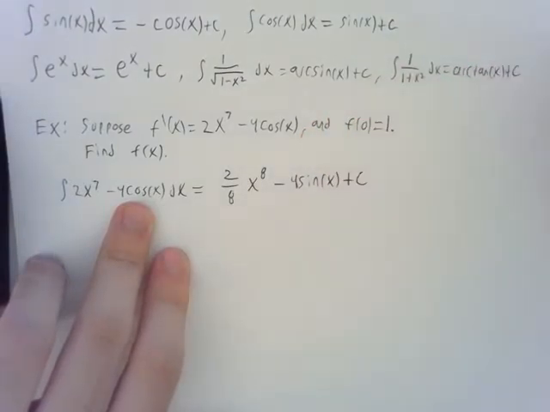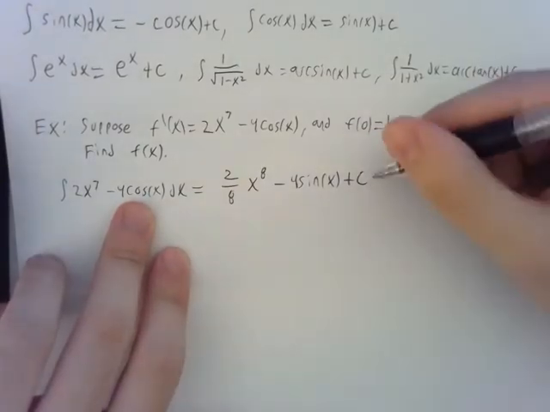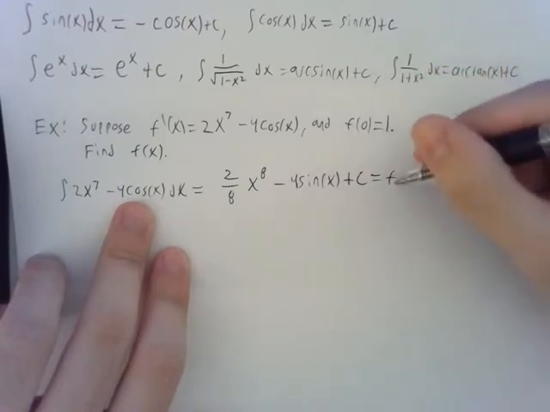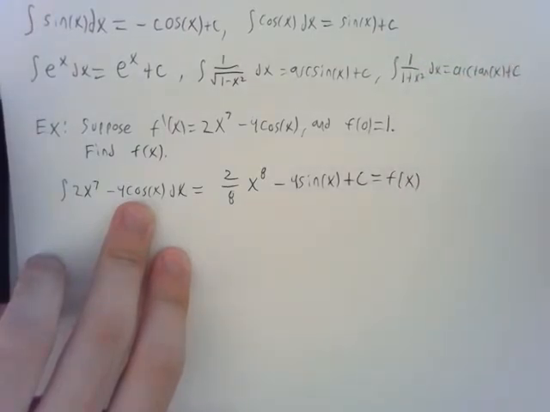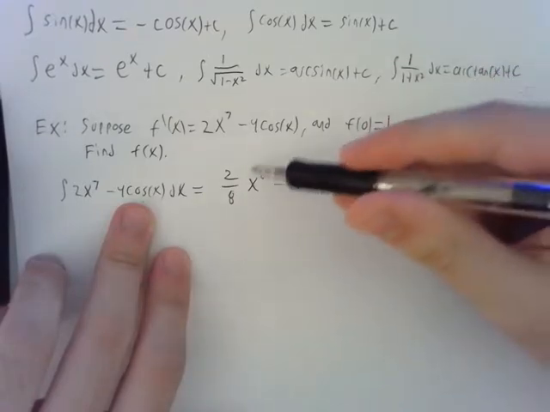Now we're given the information that f of 0 is equal to 1. So if this is our formula for f of x, it should be true that when we plug in x equals 0, this will give us 1. Well, what happens when we plug in x equals 0?